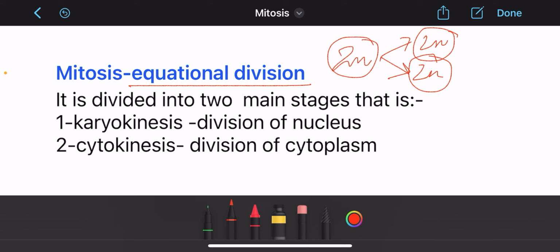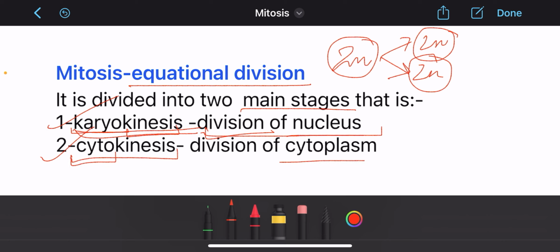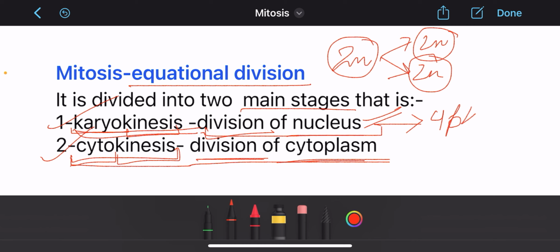Now, mitosis is divided into two main stages, karyokinesis and cytokinesis. The word karyon means nucleus and the word kinesis means division. So division of the nucleus is termed karyokinesis. Now, the second part is cytokinesis. The word cyto means cytoplasm and kinesis means division. So, division of the cytoplasm is termed cytokinesis. Now, karyokinesis is further divided into four stages or four phases. Now, let us see those four phases.